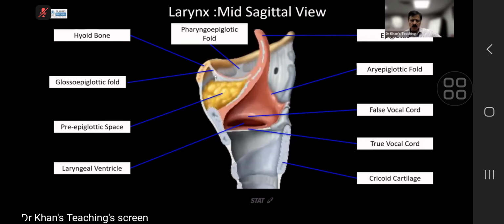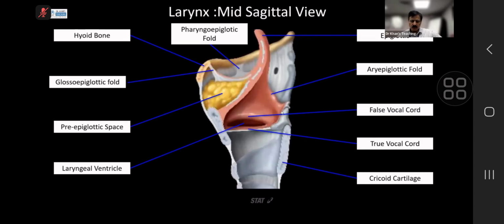This is the glossoepiglottic fold, within which is the hyoepiglottic ligament, and this is the landmark which divides the supraglottic into right and left valleculae. There is another mucosal fold here, which is known as the pharyngoepiglottic fold. Now, the key fold is this one.